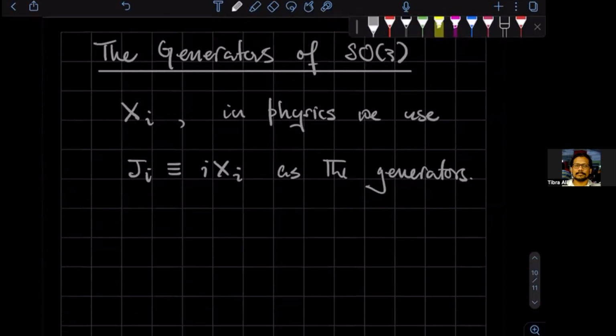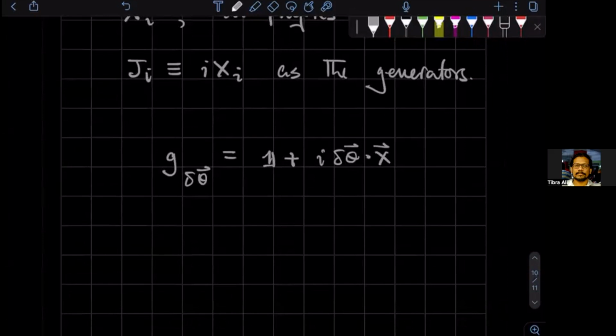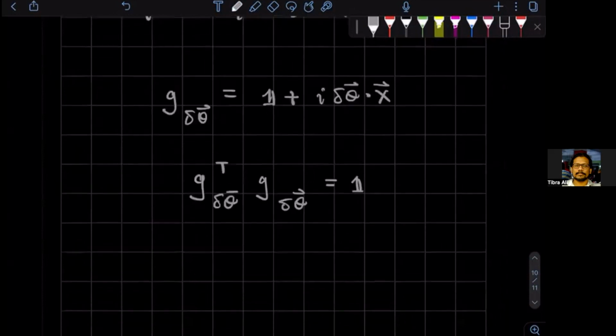Okay, let's look at the generators of SO(3). Now, if I consider my element infinitesimally close to the identity, which I wrote as 1 plus i delta theta dot x. Now, since this is part of SO(3) or O(3), we know that if I take its transpose and multiply it to the element, we get the identity matrix.